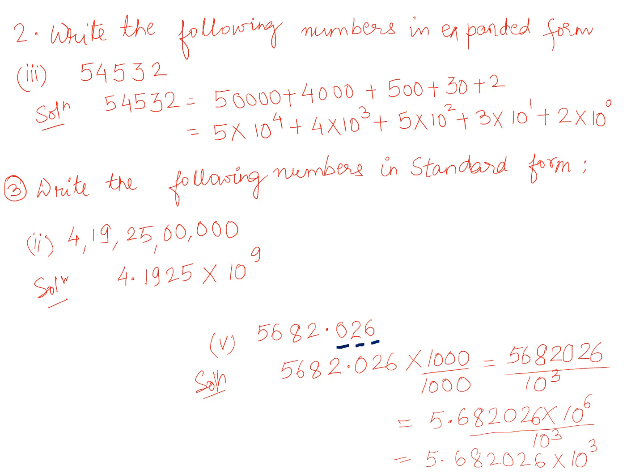Now, when you multiply 5682.026 by 1000, you get the number 5682026. You can multiply and check. This is divided by 10 to the power 3. Why have I written 10 to the power 3? Because here I have 1 with 3 zeros. Now you have to write in standard form, remember.